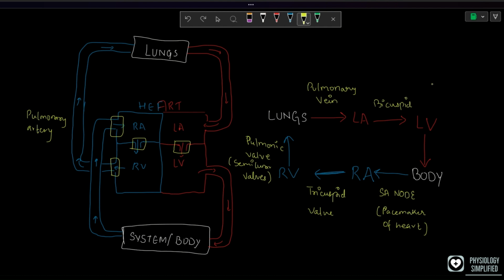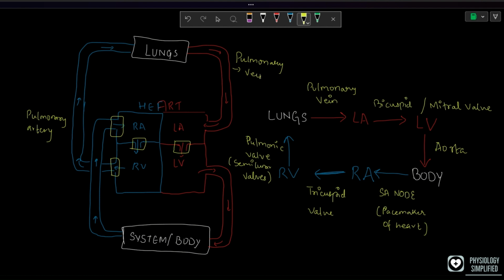From the left atrium into the left ventricle, this opening is guarded by the mitral valve or the bicuspid valve. The aorta is the largest artery in the body and carries the blood away from the heart from the left ventricle. So let's just label this diagram.